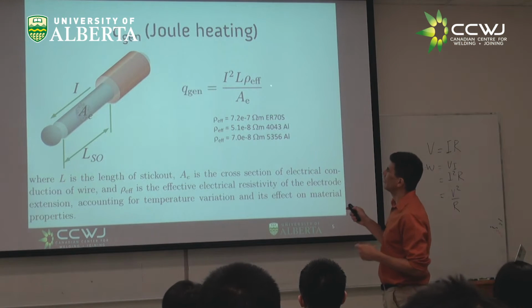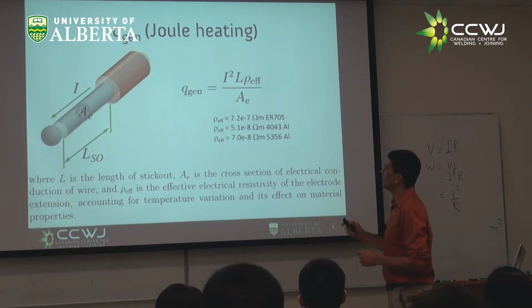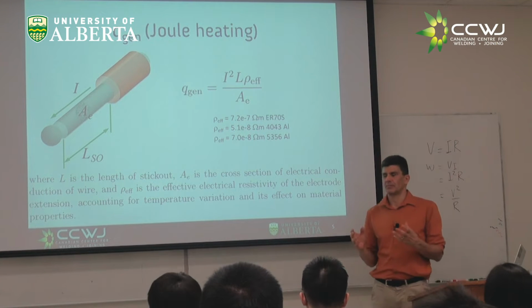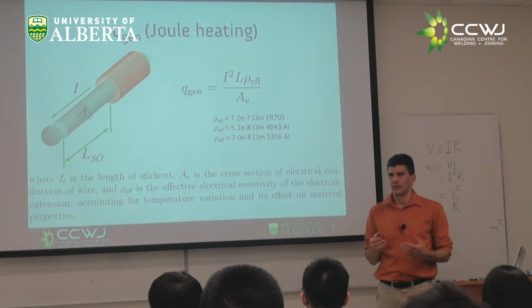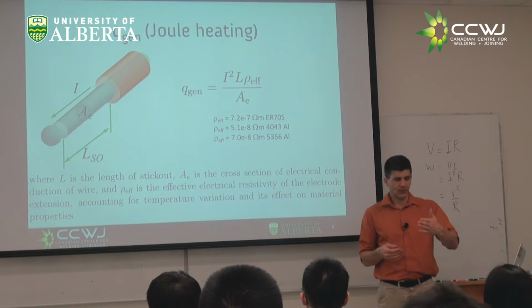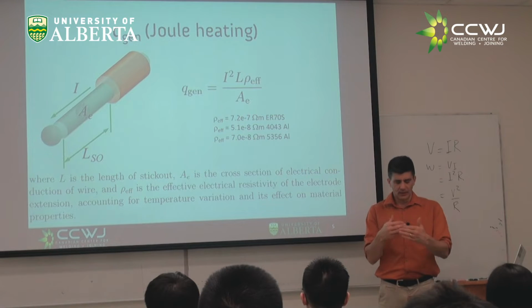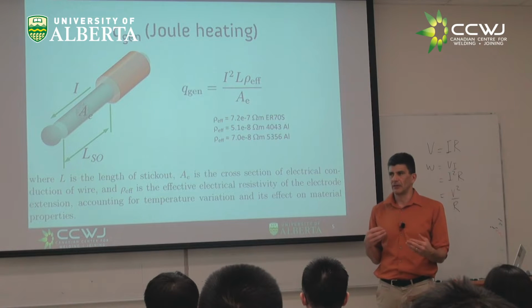Heat generated by Joule heating. So this heat generated is I squared times R, and this is the resistance. You will have this formula. Resistance is length times resistivity over area. This effective resistivity is a material property. Now, the resistivity depends on the temperature. In the electrode, you start with the electrode at room temperature and you finish with the electrode at melting temperature. So in all that range, resistivity is changing by almost an order of magnitude in the case of steels.